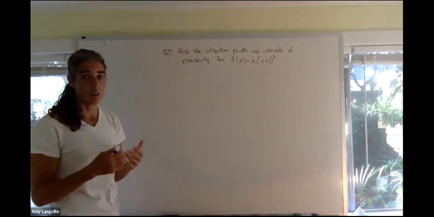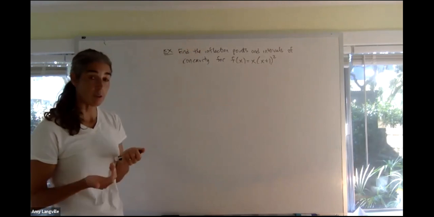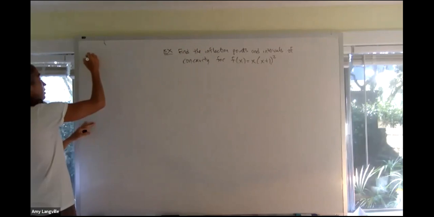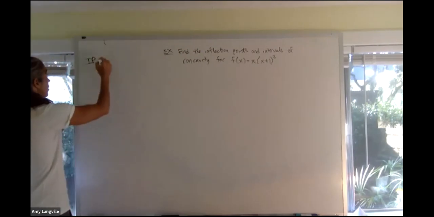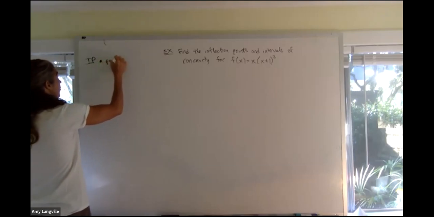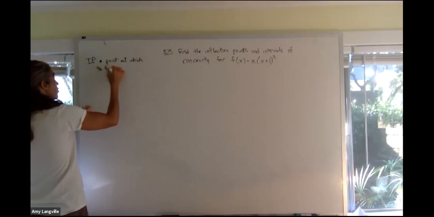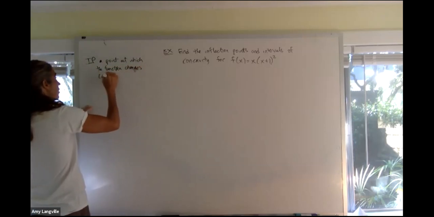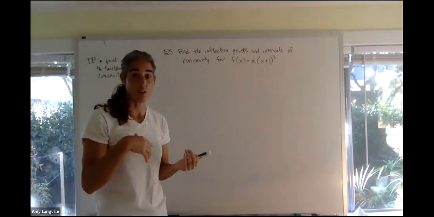So before we start with an algorithm to solve this problem, a step-by-step method to solve it, I need to tell you what an inflection point is. And that's pretty basic. An inflection point is also called an IP, just an abbreviation for inflection point. And that's a point at which the function changes concavity. So it's just a place where you went from concave up to concave down or vice versa.